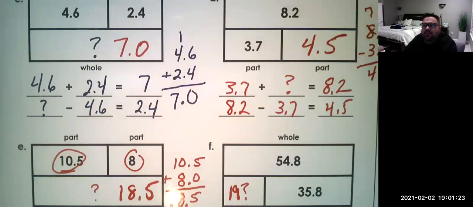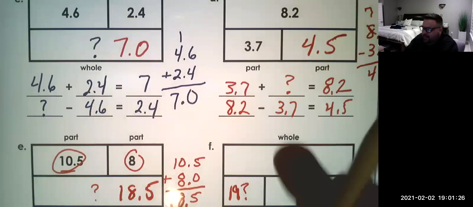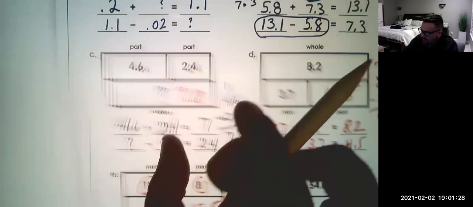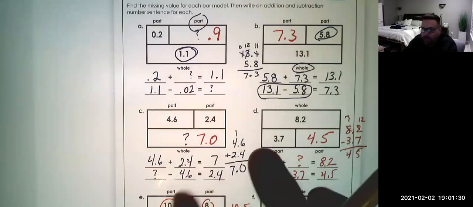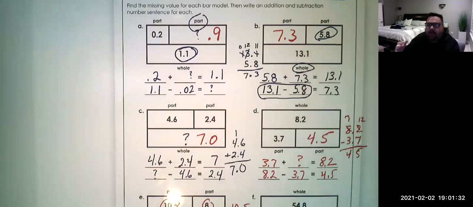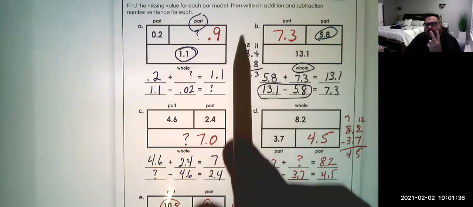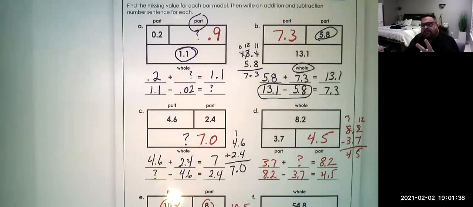Please make sure you understand this. If you don't understand how the bar model works, because tomorrow we're going into two-step problems. You're going to have to do something like this twice tomorrow. So please make sure if you do not understand, send me an email and we'll get a small group going.